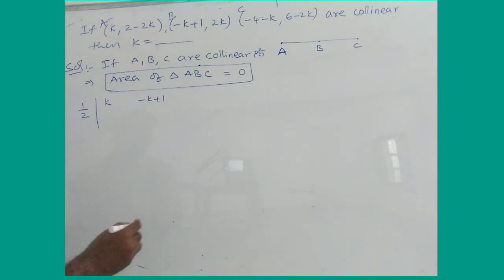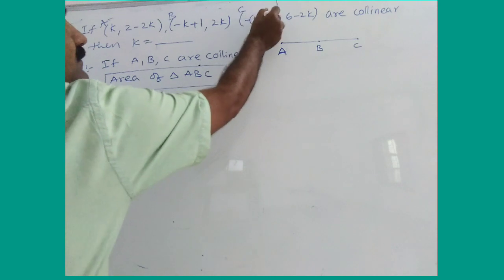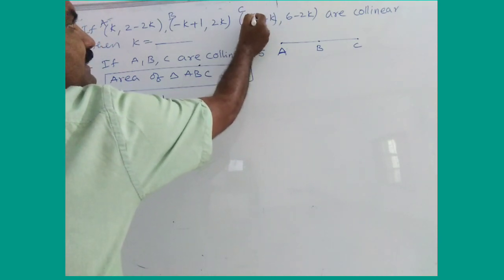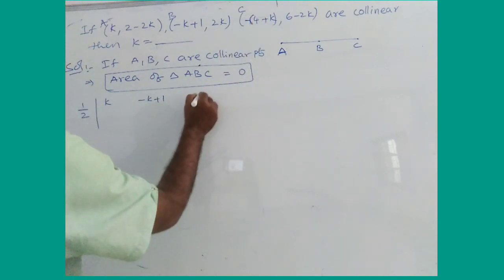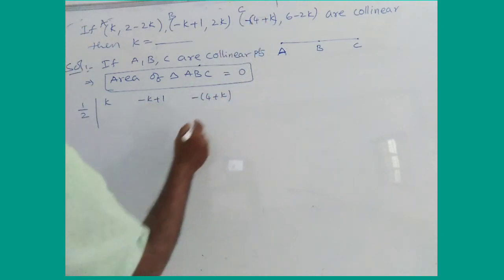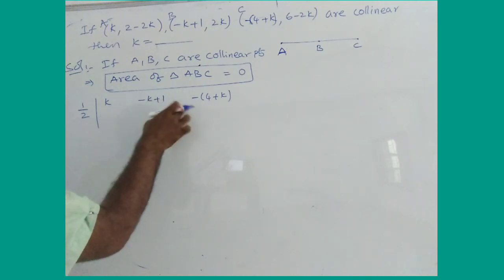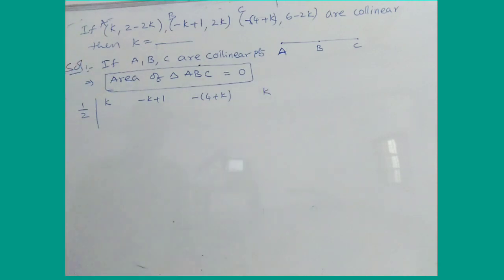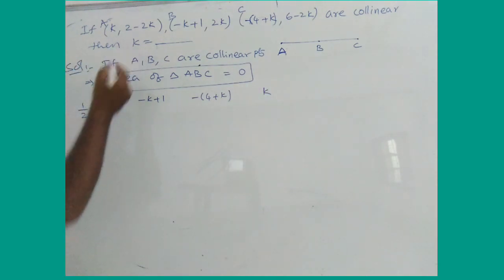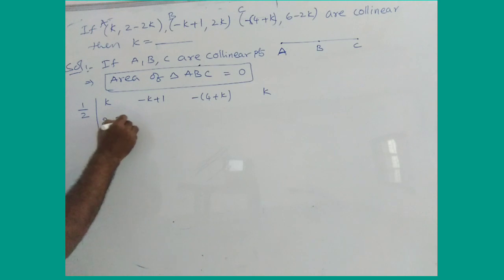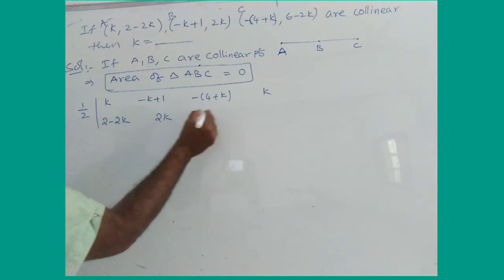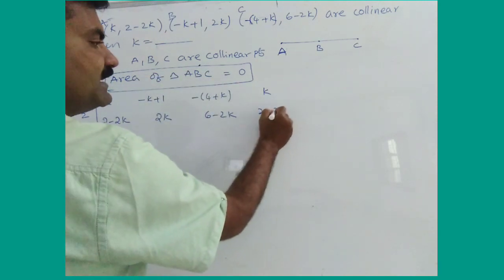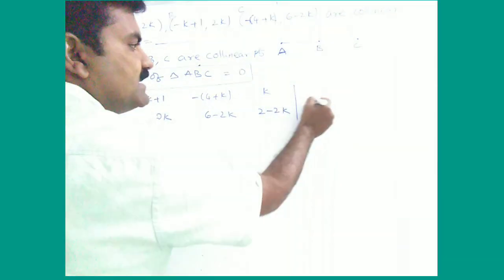minus k plus 1, and if I take minus common, I can write it as minus of 4 plus k. So after completing the three x coordinates x1, x2, x3, repeat the first one again, k. In the same way write y1, y2, y3 and the first one once again, 2 minus 2k, which we can equate to 0.